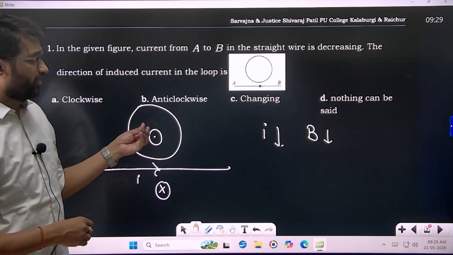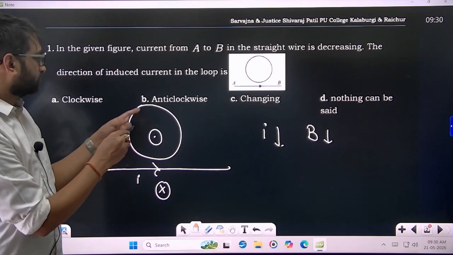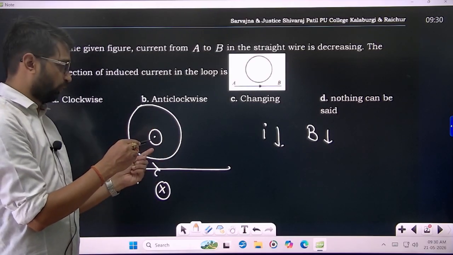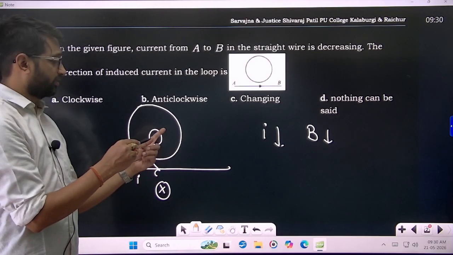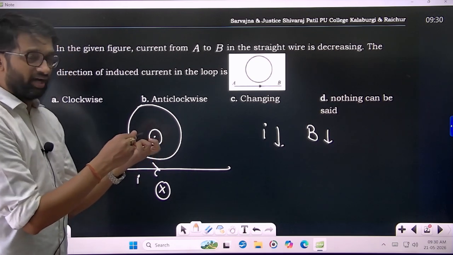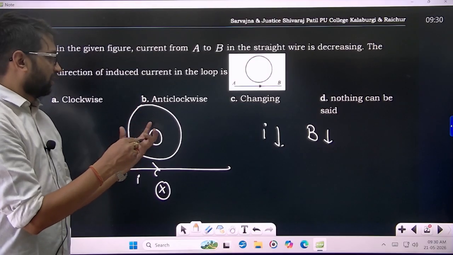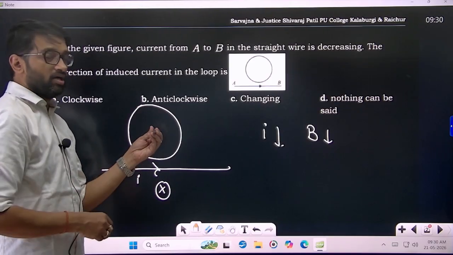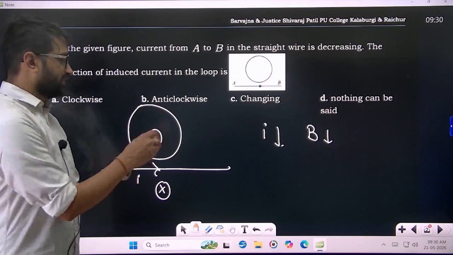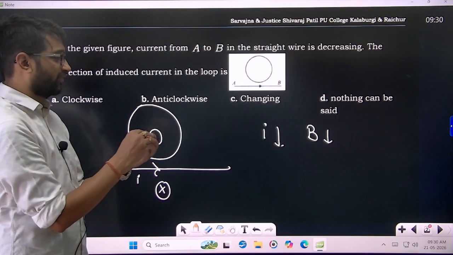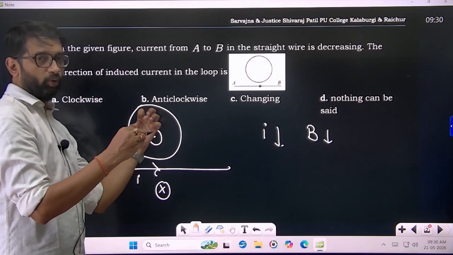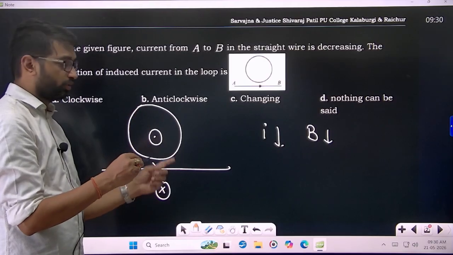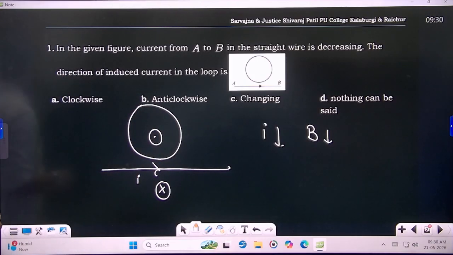So when the south pole is moving away, then according to Lenz's law, this face has to behave as a south pole in the sense clockwise. South pole is moving away. So according to Lenz's law, this pole has to attract this one. It should not allow the field to decrease. So as a result, since the south pole is moving away, this coil has to pull the south pole towards it. That means this face has to behave as north pole in the sense anti-clockwise direction.